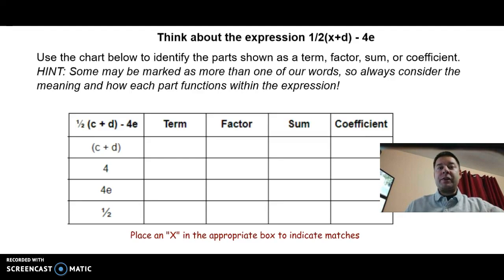Term is a part of an expression that's separated by a plus or a minus sign. And you can see a plus and a minus sign in the word term if you look at it very closely. A factor is going to be a number that is multiplied by another number. So in other words, it's part of a multiplication problem. A sum is similar, a part of an addition problem. So it's a number that's being added with another number.